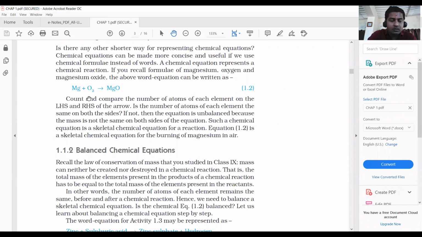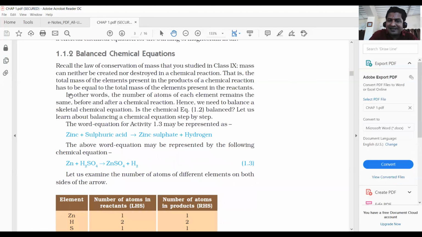Can we say so? No, because here Mg is 1 and here also, and O2 is 2, so there are 2 atoms of O on one side, but here there is only one. So if we want to balance it, then we have to put 2 here. Then magnesium is also 2, so we also put 2 here. So to balance it, we have to multiply both sides by 2.